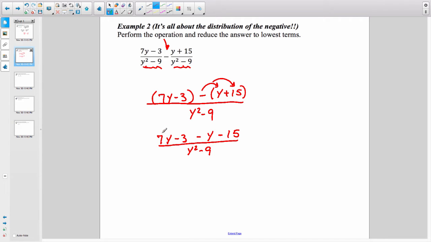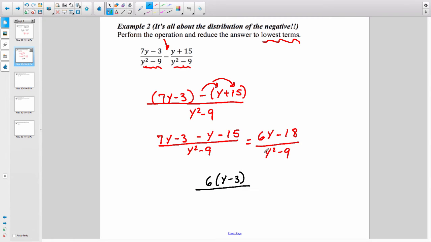Now we can combine like terms. And when I do, I've got 6y up top. Negative 3 minus 15 is negative 18. Putting that on top of y squared minus 9. Okay, so that's it. Now, again, professionals, let's simplify this to lowest terms. How do you do that? You use factoring. So I'm thinking the top is GCF, right? So that would be a 6. I could take a 6 out, y minus 3.